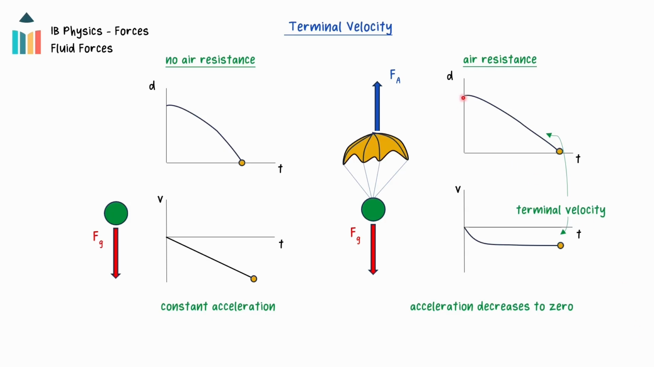At this point, the object will have reached a maximum constant velocity known as the terminal velocity. The displacement time and the velocity time graphs that describe this motion can be sketched. The displacement graph will show an initial curve that turns linear when the constant velocity is achieved. And the velocity time graph will show an initial curve that grows less steep, becoming horizontal when the velocity reaches the maximum terminal velocity.